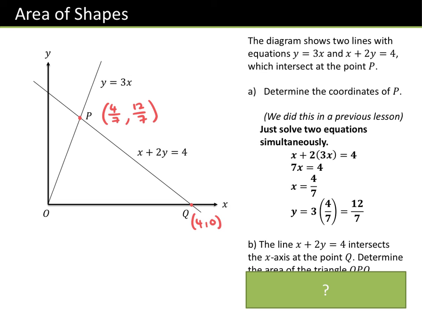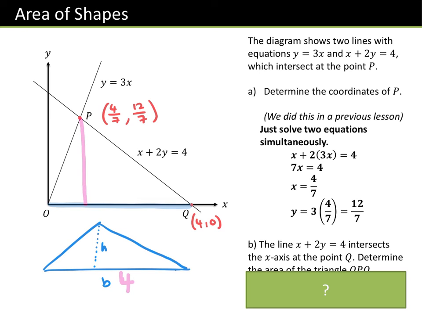Yeah? So, great news. When we're looking at the area of a triangle, we need the base, we need the height. Now, lucky for us, our base is from 0 to 4. So our length here is 4. And our height is 12 over 7. Because it is the y coordinate, because this here is 12 over 7.